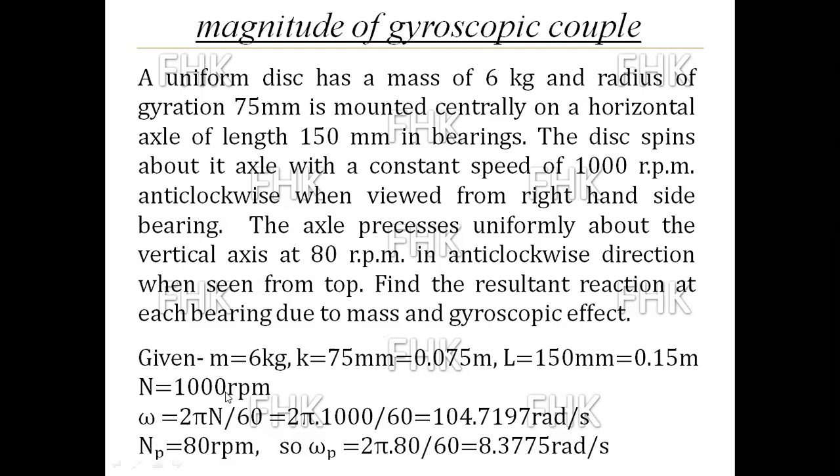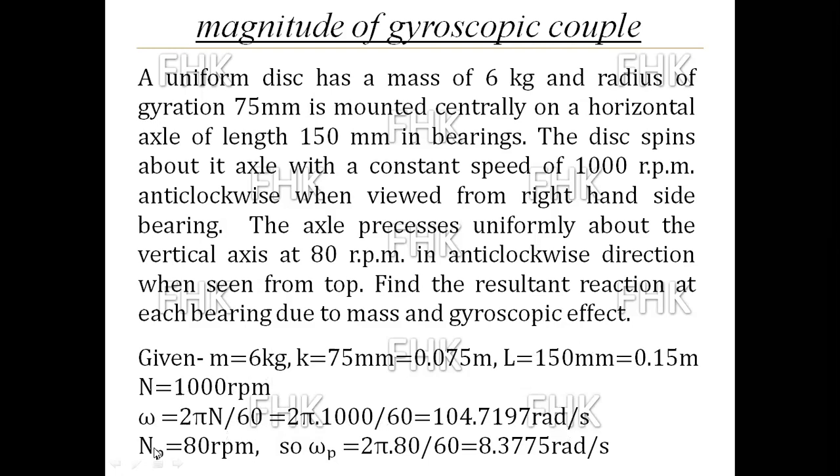RPM of the disc is given as 1000 RPM. This is the rotation of the rotor or uniform disc. So I will convert that N into omega, the angular velocity, with the formula omega equals 2 pi N upon 60. After putting the value of N as 1000 RPM, 2 pi into 1000 divided by 60, I am getting the value of omega as 104.7197 radian per second.